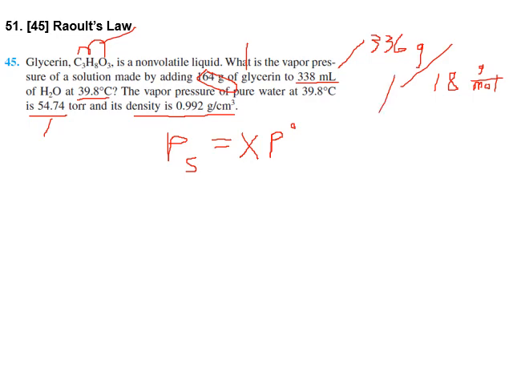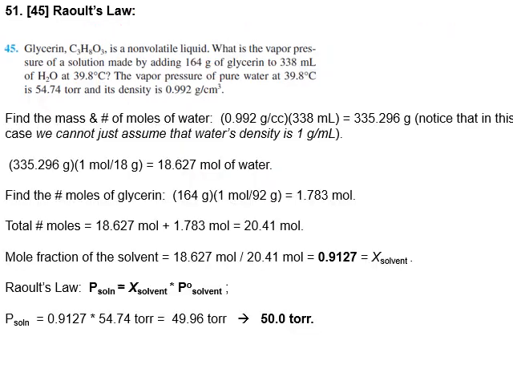And then to get the mole fraction of water, you divide how many moles of water you have by how many moles you have total. Then that goes here. And then the pressure of the water when it's pure is 54.74, so that goes here. So all you have to do then is multiply these two things together, and that will give you your answer, which I'm going to go to now next. And here is what we actually got for the number of moles of water.